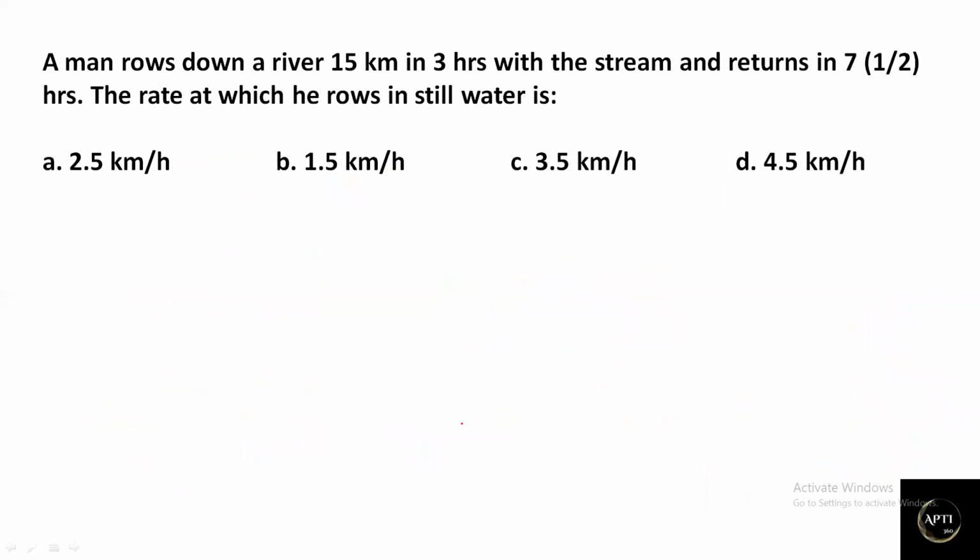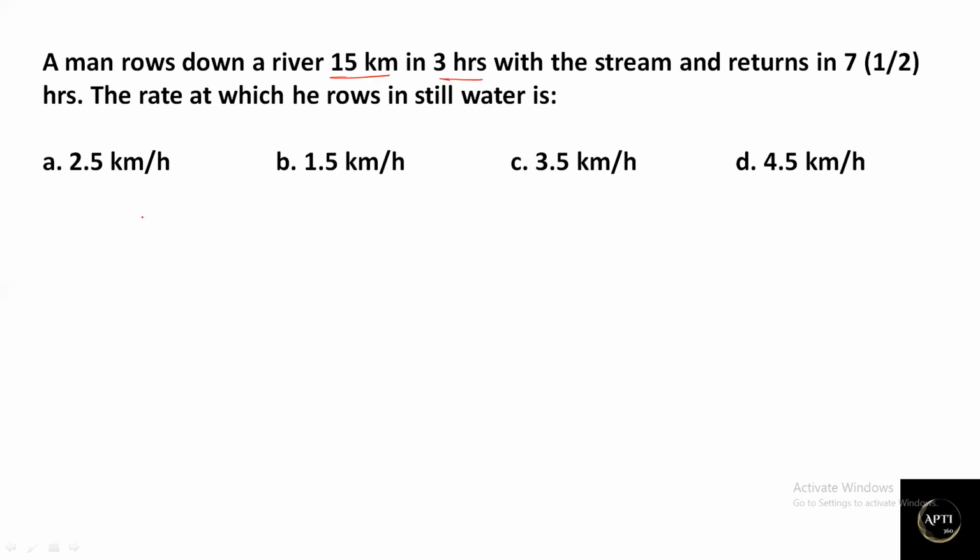A man rows down a river 15 kilometers in 3 hours and returns in 7 1 by 2 hours, meaning 7.5 hours. The rate at which he rows in still water is? First we'll write down the given values. A man rows down a river 15 kilometers in 3 hours.